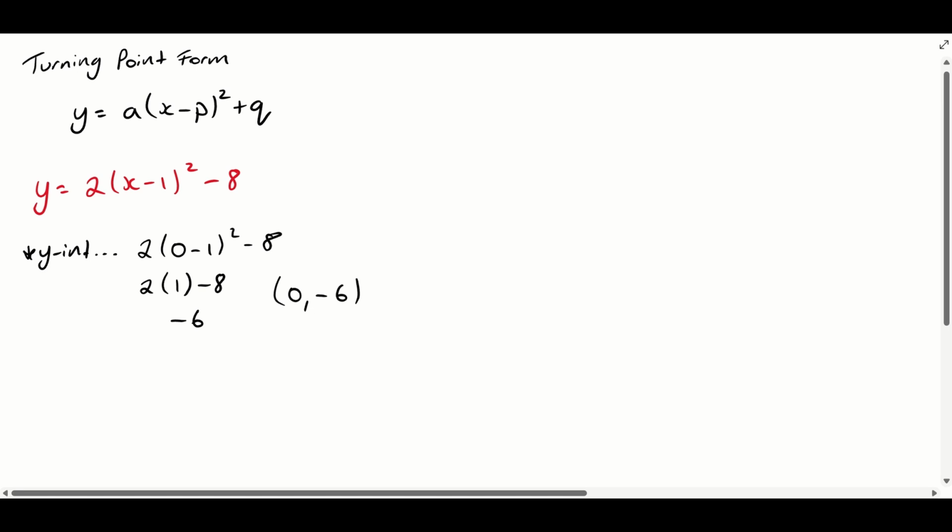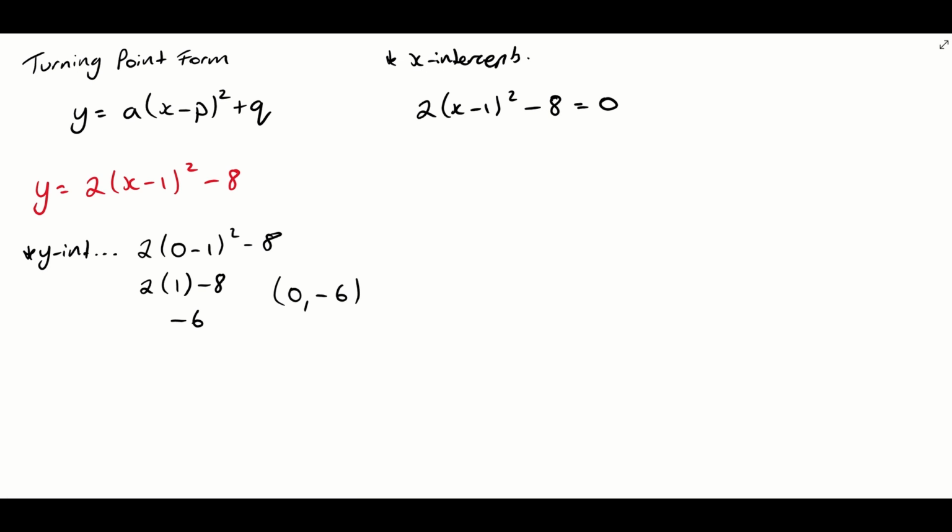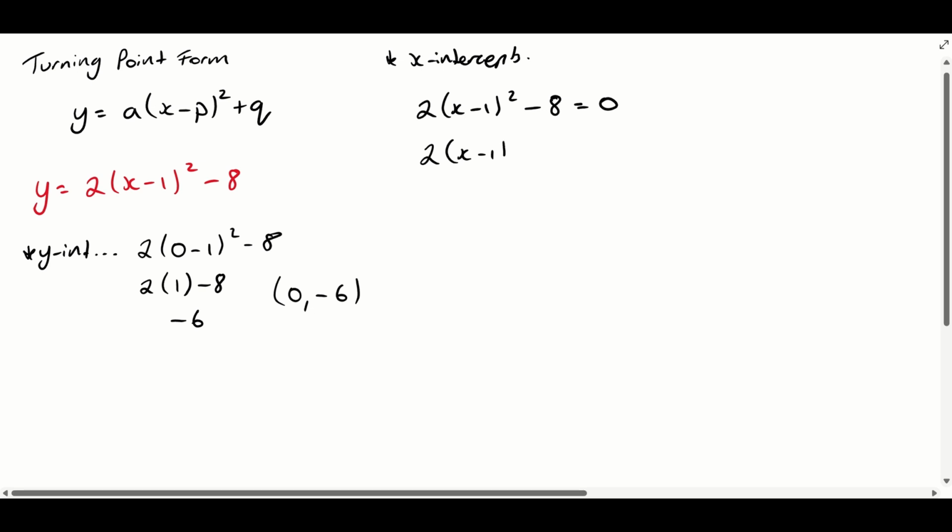Next up would be trying to find our roots or our x-intercepts. Now remember, this is just when y is equal to 0. So we have our equation and we need that to be equal to 0. Okay, now this is kind of like we're halfway through completing the square almost. So it's a similar sort of process in how we would solve this. So let's add 8 to both sides. So we get this, and then divide by 2.